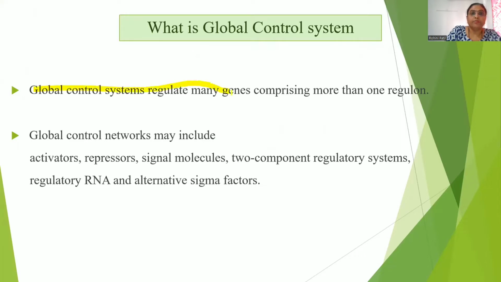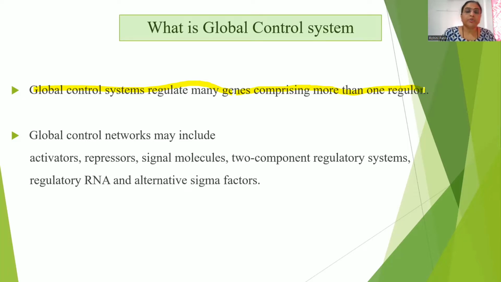It is the system which regulates genes comprising more than one regulon. Under one regulator, there is a number of genes which are regulated, and that is called a regulon. And this number of regulons are under the control of one more system, and that system is a global control system.